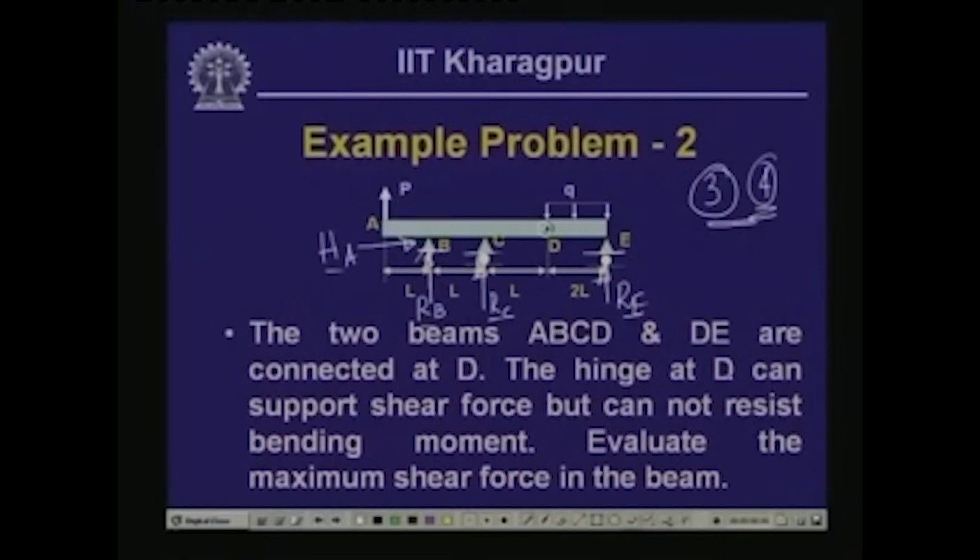Now, this additional equation can be generated from the criterion that the beam has an articulation, wherein this articulation can take the shear, but cannot resist bending moment. So, if we take the moment of all the forces with respect to this particular point as 0, then we get an additional equation. Basically, here there are 2 beams which are interconnected at this particular point. So, if we compute the value of the reactive forces, then we can evaluate the shear force diagram, based on which we can find out the maximum shear force in the beam.